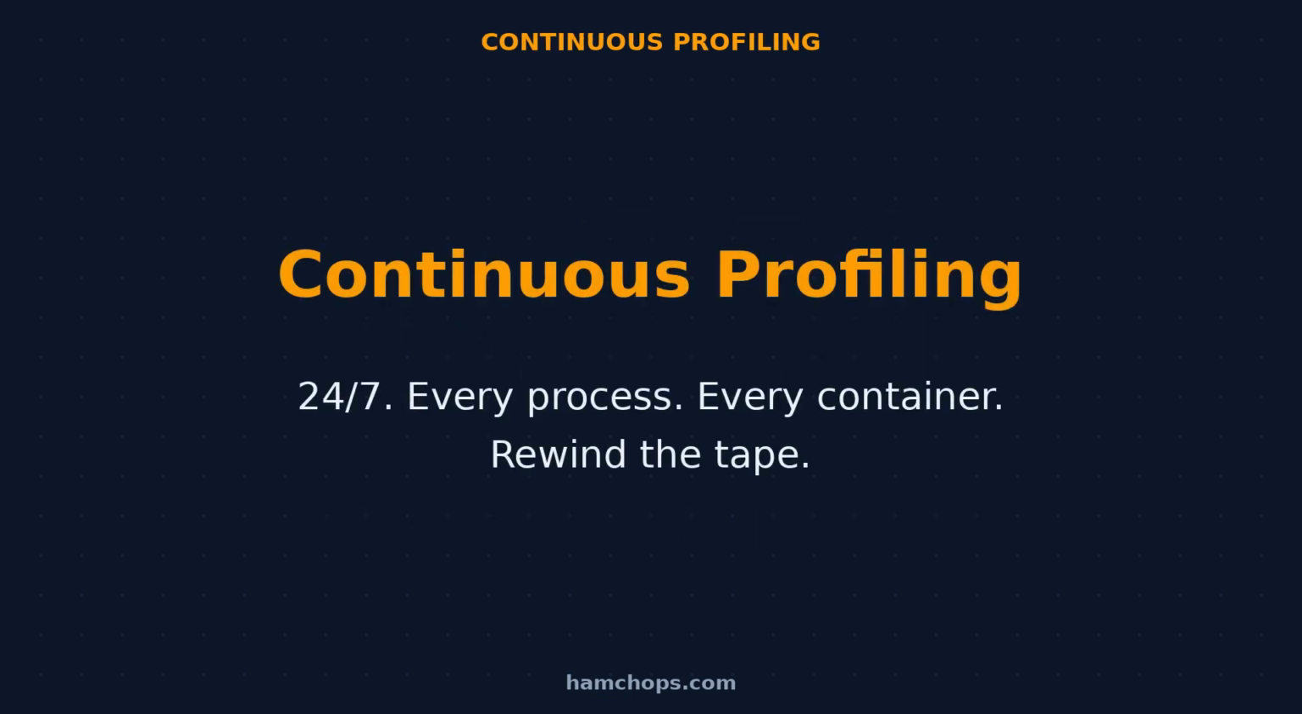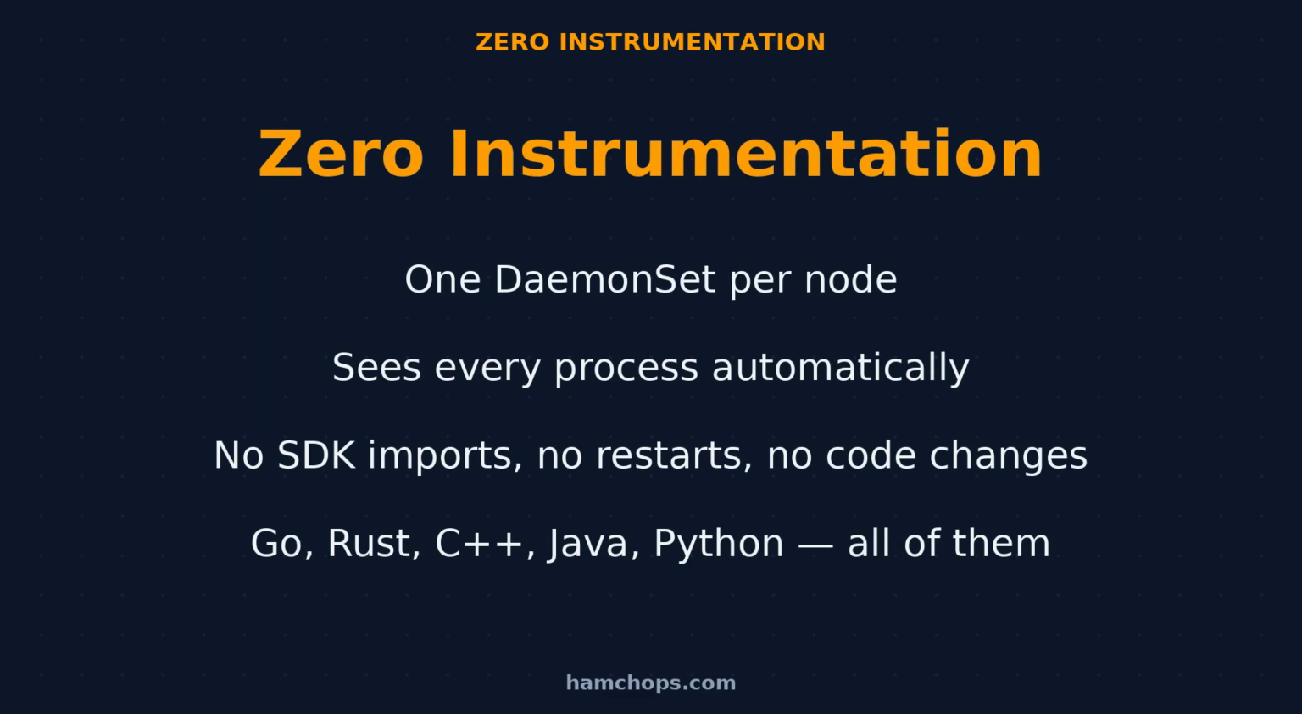Now combine that with continuous profiling. Instead of running profiling only when you suspect a problem, it runs 24/7. Every process, every container, every server, always. When the OOM kill happens at 3 a.m., you don't need to reproduce it. You just rewind the tape. You open the profiling UI, scroll back to 2:58 a.m., and see exactly which function was allocating memory before the kernel killed the pod.